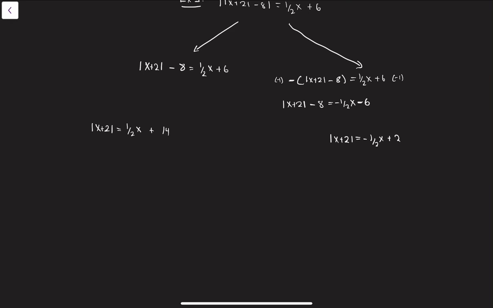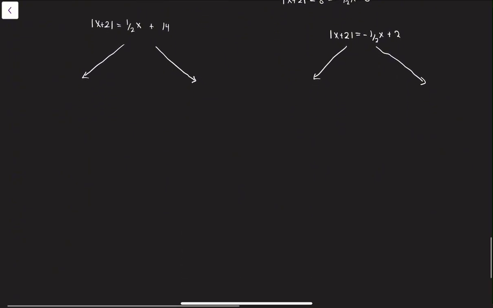So again, let's split this up case by case. So in total, we'll have 4 different cases we need to address. So let's look at this. When the absolute value of x plus 2 is positive, we'll just be left with x plus 2 is equal to 1/2 x plus 14. When x plus 2 is negative, we'd have negative x plus 2 is equal to 1/2 x plus 14. So let's name this case 1, case 2.